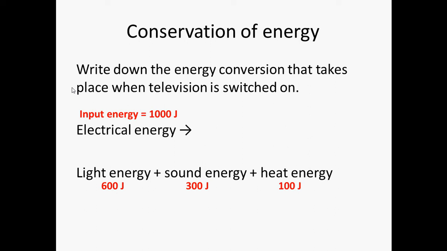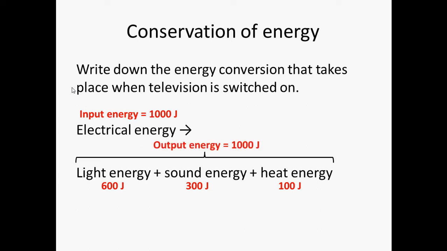Why? Because the total energy that we start with must be equal to the total energy that we end with. So that means that the input energy, which is 1000 joules, must be equal to the total output energy. What I meant by total is the sum of all the energy output, because the electrical energy in this case is converted to many forms of energy, but the sum of all the energies is equal to the original input electrical energy.